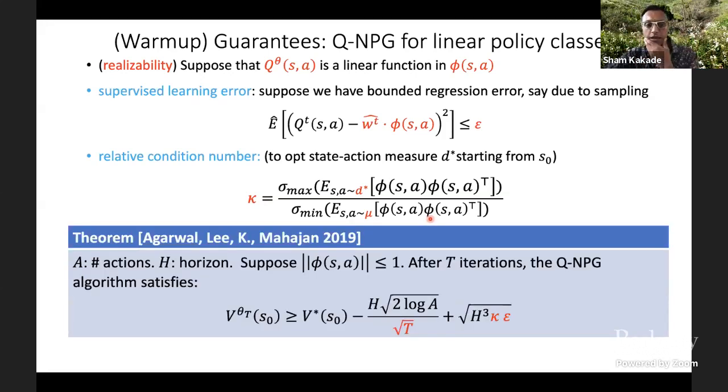Okay? Then you'll get convergence at a rate of 1/√t, which depends on your horizon, and you get something that depends on your statistical error, your statistical risk, and an amplification factor due to this relative condition number, how well your features cover. But the interesting thing about this relative condition number is it has nothing to do with the path of your algorithm, because of this choice of mu.